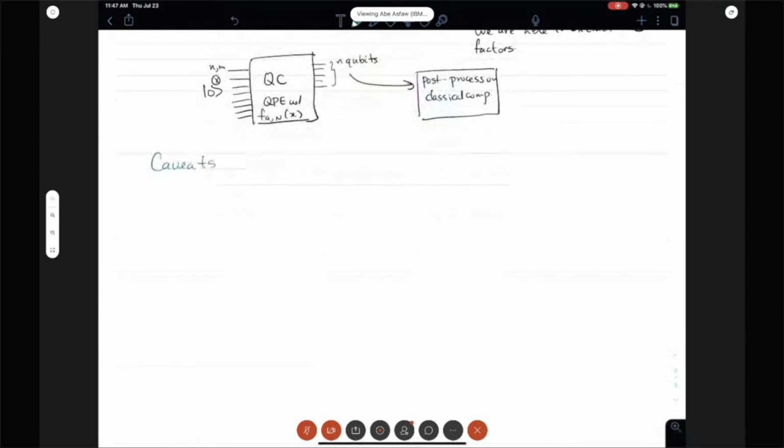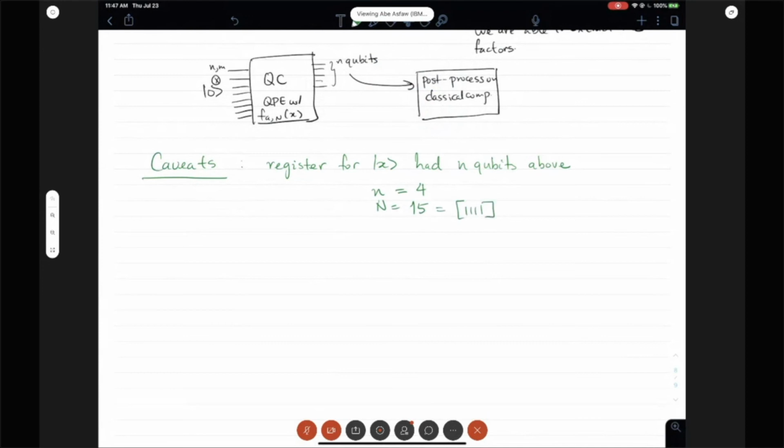So I'll put down explicitly caveats. Remember, the register for X had n qubits above. And it had n qubits because the number we were trying to find, so it had 4 qubits because the number we were trying to find is n equals 15. And 15 can be expressed in binary like this. It's a 4-bit number. That's why we chose n to be 4.